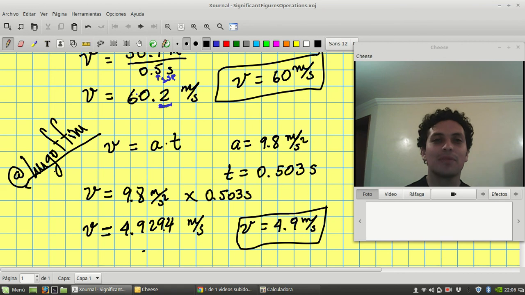And remember, least precise number. When you have addition and subtraction, take into account decimal places. When you have division or multiplication, least number of significant figures.